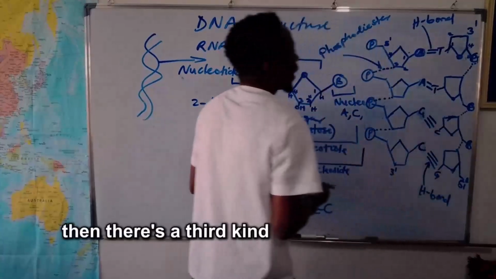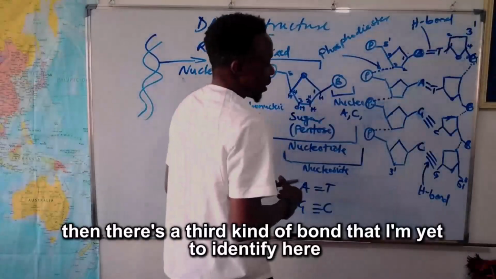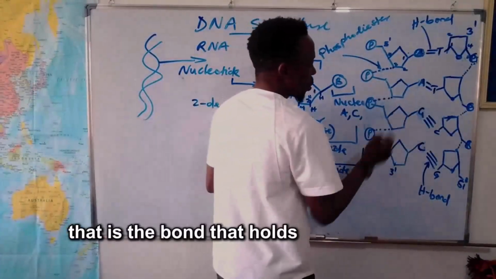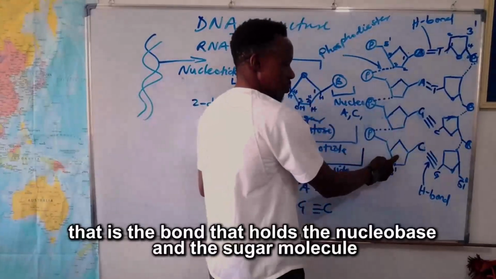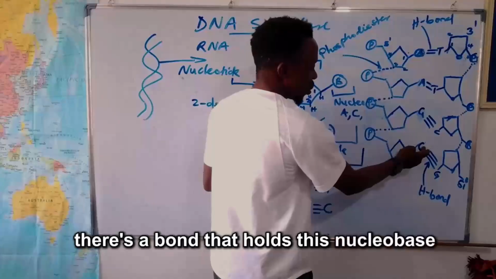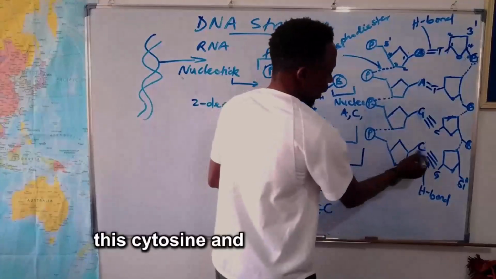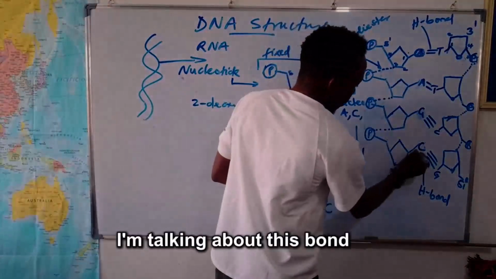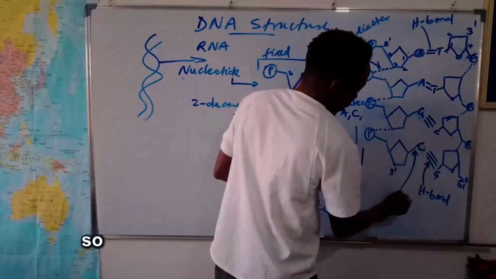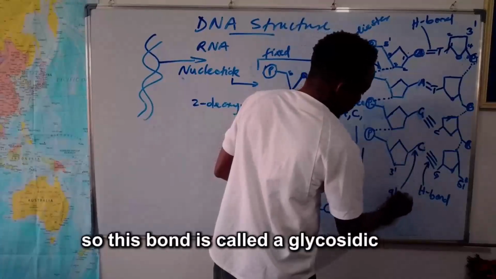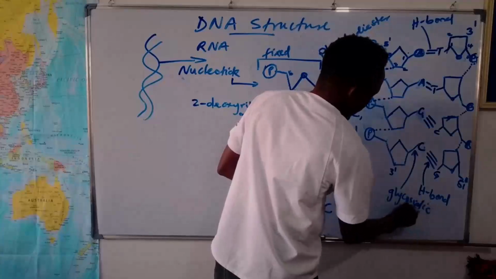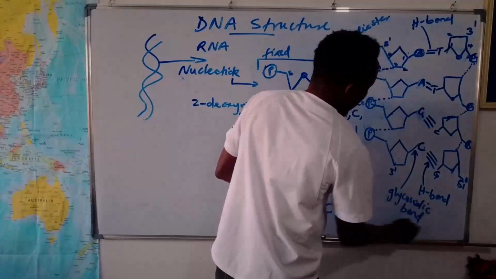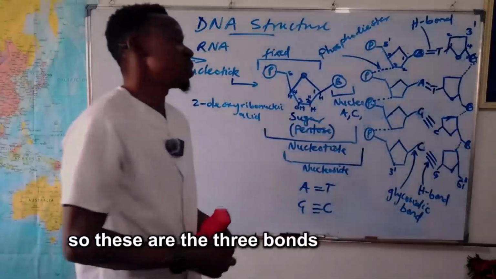Then there's a third kind of bond that I'm yet to identify here. That is the bond that holds the nucleobase and the sugar molecule. There's a bond that holds this nucleobase, this cytosine, and the sugar molecule. I'm talking about this bond here. So this bond is called the glycosidic bond. So these are the 3 bonds that you have.